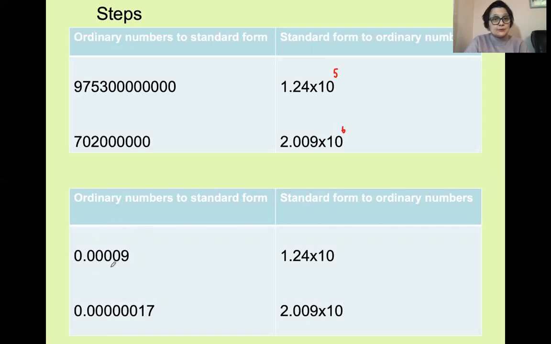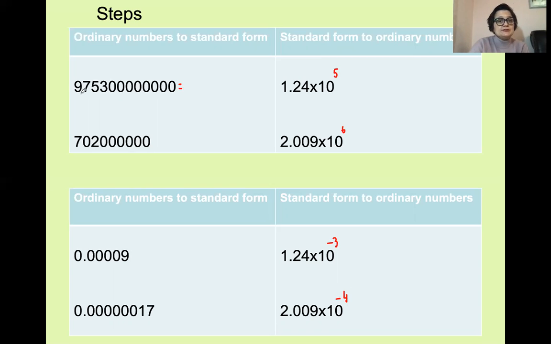Here we have small numbers, ordinary numbers. We're going to change them to standard form. And the same thing, vice versa. We're going to change standard form to ordinary numbers. So numbers are very small. So let's have a look at the first one. So it is a very large number.